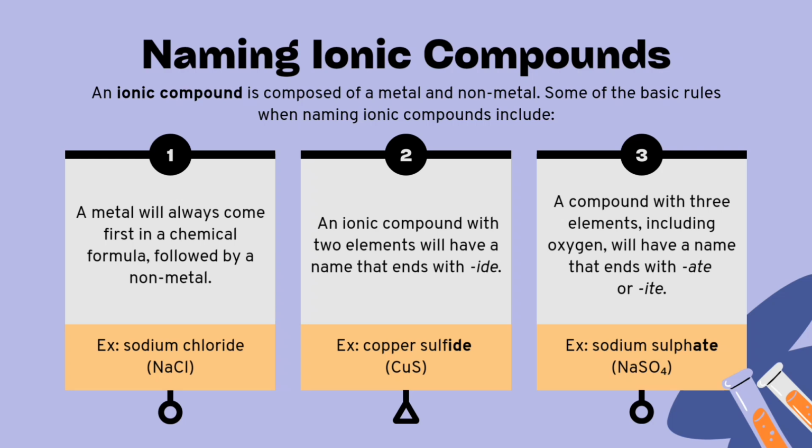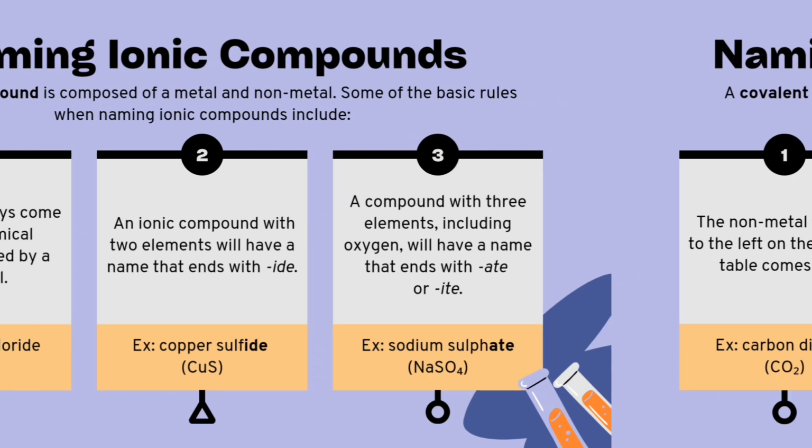An ionic compound is composed of a metal and a non-metal. Some of the basic rules while naming ionic compounds include: a metal will always come first in a chemical formula, followed by a non-metal. An ionic compound with two elements will always have a name that ends with ide. A compound with three elements including oxygen will have a name that ends with ite or ate. For example, sodium chloride in first place, copper sulfide in second place, and copper sulfate in third place.